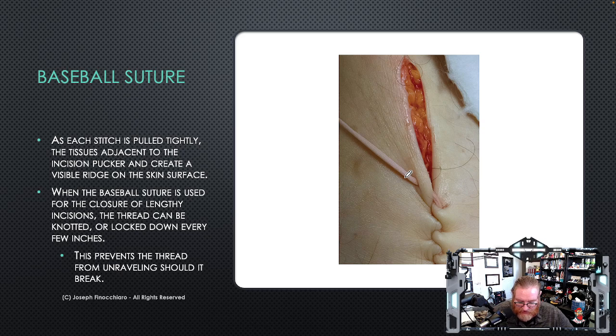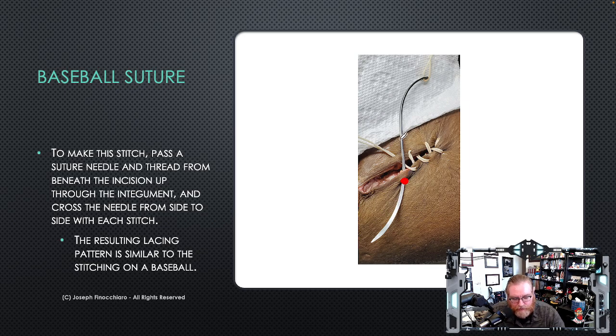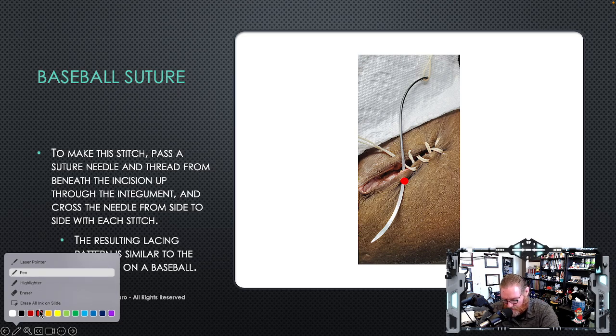As each stitch is pulled tightly, the tissues adjacent to the incision pucker and create a visible ridge on the surface. When the baseball suture is used for the closure of lengthy incisions, the thread can be knotted or locked down every few inches. Then it is known as a locking stitch. Okay? The only difference between a baseball suture and a locking suture is how you treat the stitch, not so much the technique for the stitch.